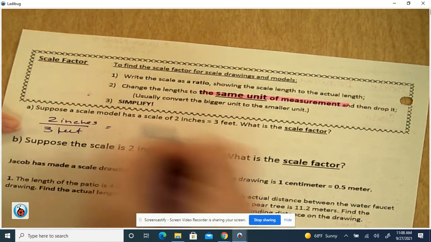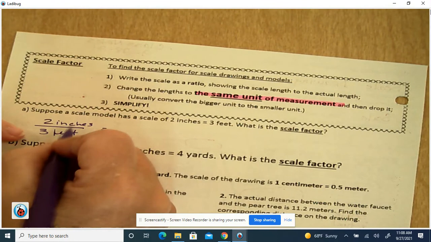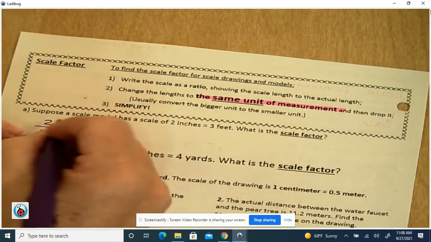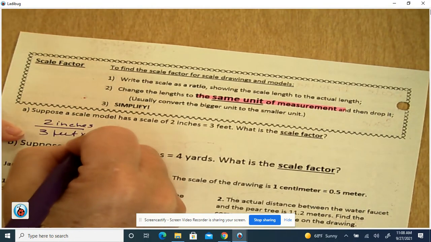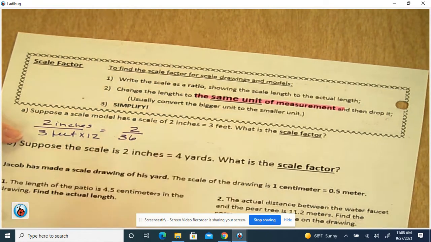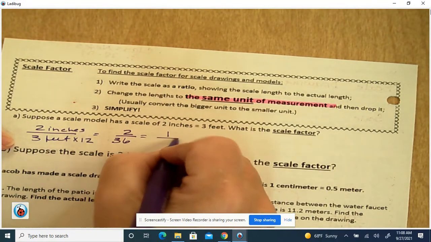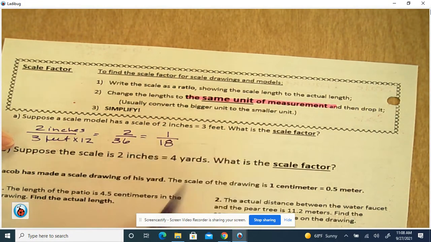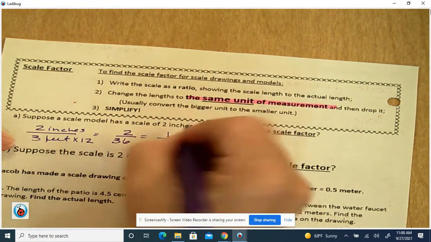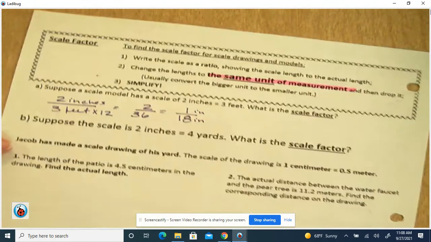So first thing we would do is convert to the same unit, which would be inches, and then 3 feet. And there's 12 inches in a foot, so we'd multiply that by 12, and we would get 2 over 36. They're both now inches, and then we would reduce. The scale factor here is 1 over 18. So 1 inch equals 18 inches.